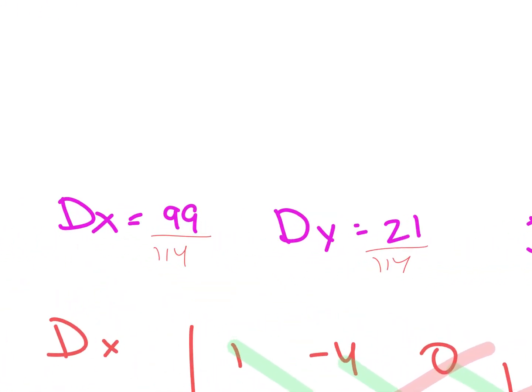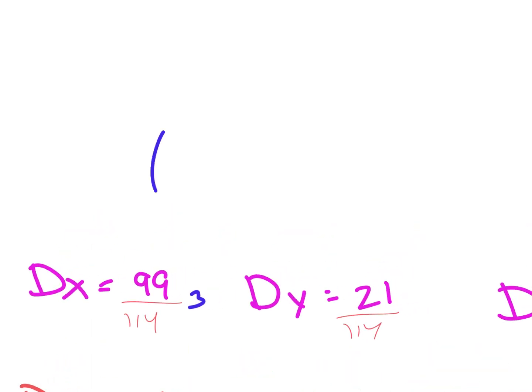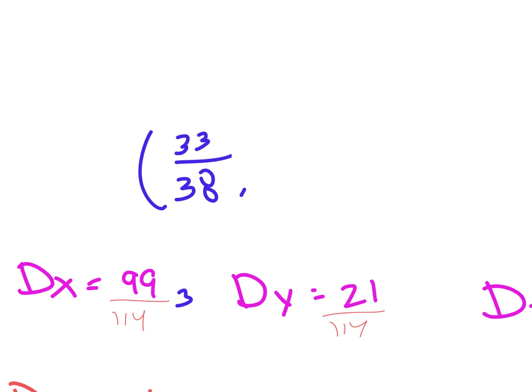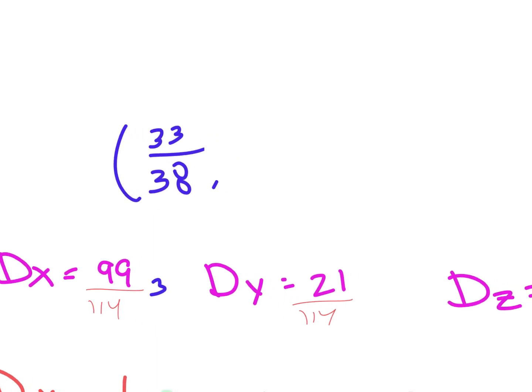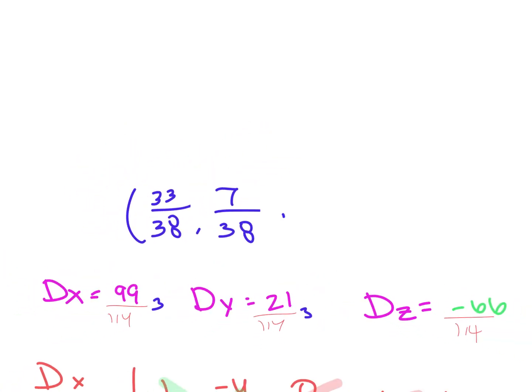If you're going to simplify these fractions, I'm going to say, okay, I think 3 would go into both of these. So when this does, 99 divided by 3 is 33, and 114 divided by 3 is 38. So your ordered pair here is 33 over 38. That's not great. Again, I'm going to try 3 here for the second one. So this is going to give me 7 over 38. And then here, I'm going to come to 66 and 114. I believe 6 goes into both of those. So that's going to give me negative 11 over 19.